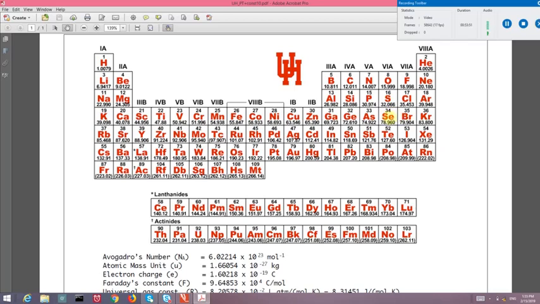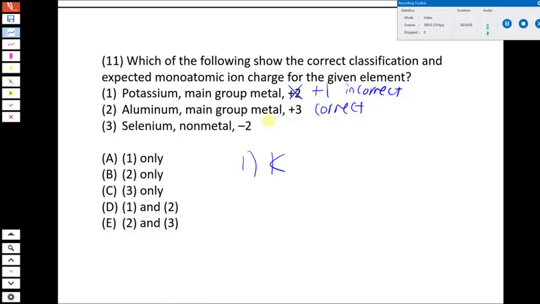It could be +6, but remember, we don't go that high. So anything on the right side of the periodic table forms anions. They gain electrons to get to the nearest noble gas. So selenium can gain 2 electrons and get to the krypton configuration, so it will be forming a 2- anion. All right, so this is all correct also.